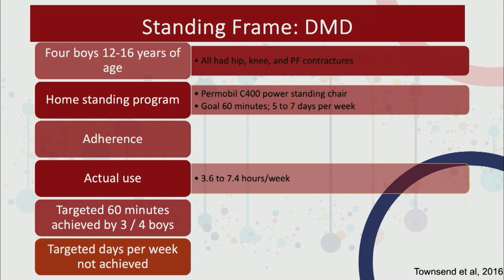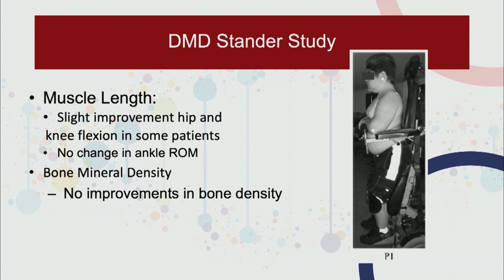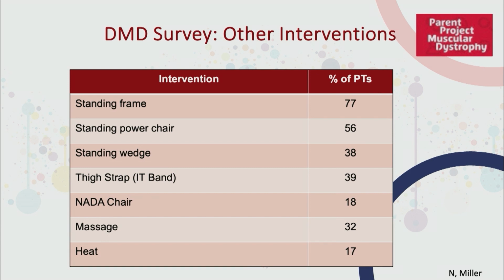So when we look at standards, there's one study done by Elise Townsend in 2016 in which she looked at standing in a standing frame. And the biggest point I want to make here was the target was 60 minutes, but the actual use was 3.5 and 7. So that feels familiar to all of us, right? And so you won't be surprised that the study did not show any differences or improvements because it's probably not the correct dose. Very similar to what we talked about with TLSOs.